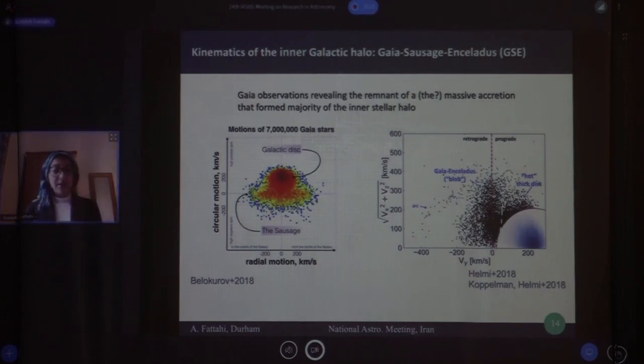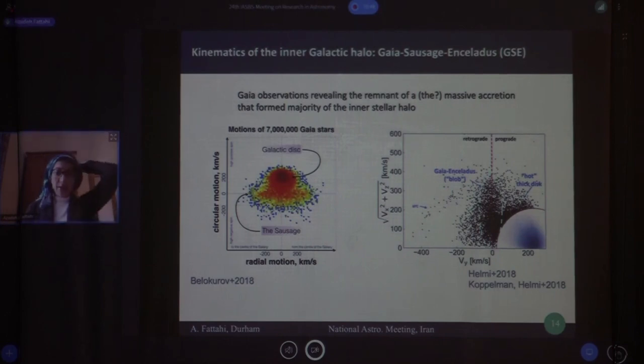So this feature, by the way, hopefully it's clear that if you remove the galactic disk, the rest of these objects are not galactic disk, they are the majority of the stellar halo stars, and they have very particular kinematic features. They're very radial. They have a high beta.